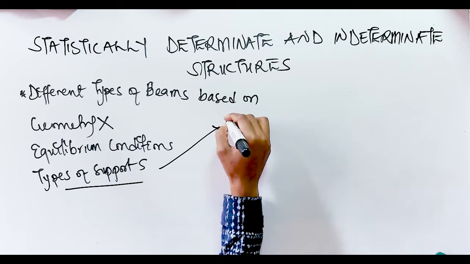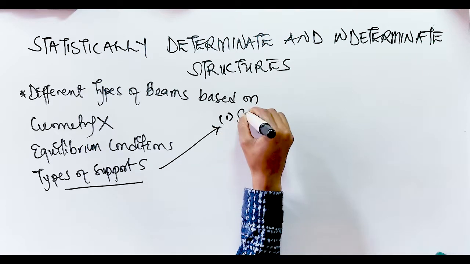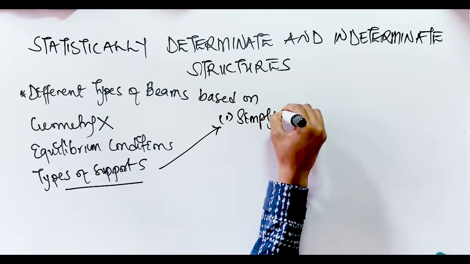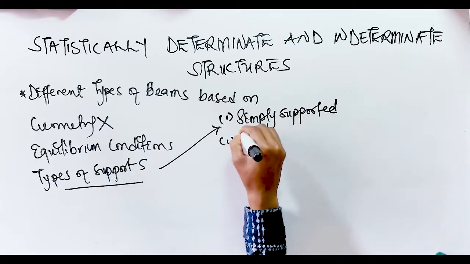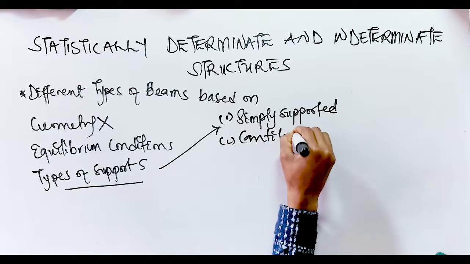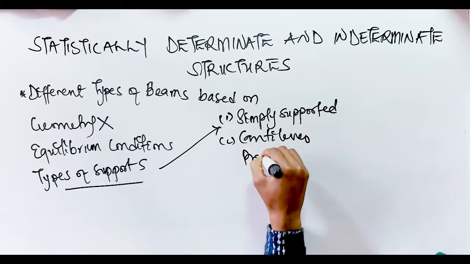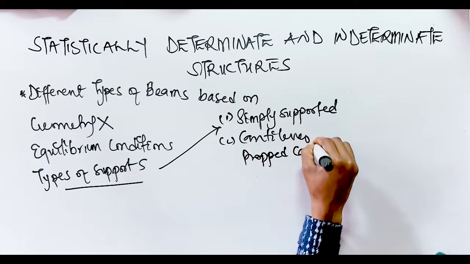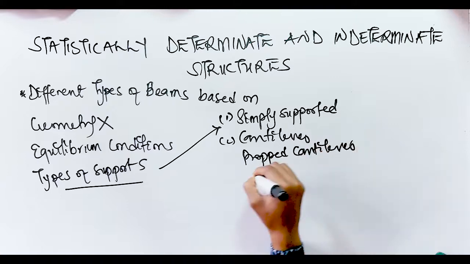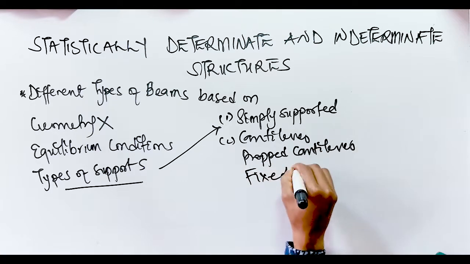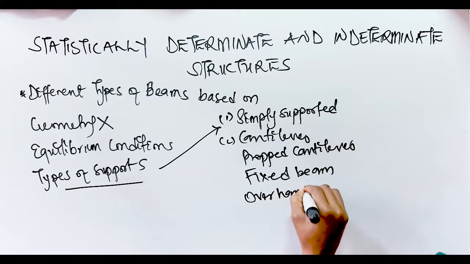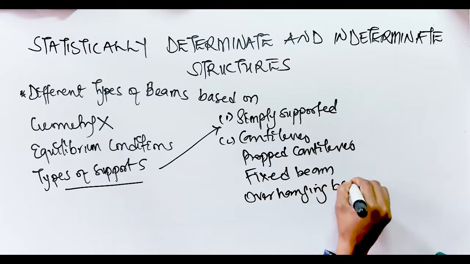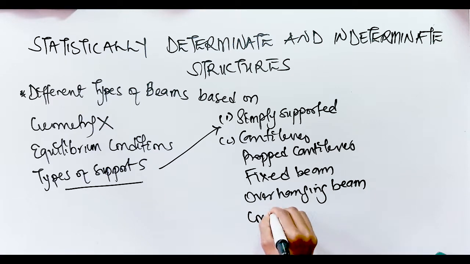They are classified into 6. We have the simply supported beam, we have the cantilever beam, we have the propped cantilever beam, we have the fixed beam or built-in beam, we have the overhanging beam, and lastly the continuous beam. So I'm going to explain all 6 of them to you, starting with the simply supported beam.